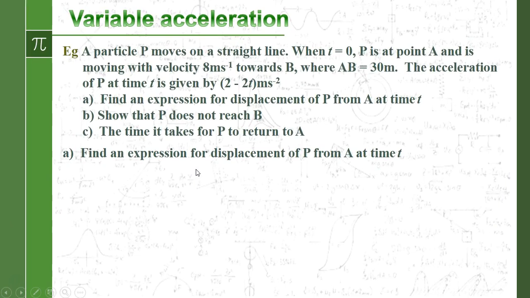On we go, second example. So we've got a particle moving in a straight line. We're given some information. When t equals 0, it appears at point A, and it's moving with velocity 8 meters per second, and we've got an expression for acceleration this time, 2 minus 2t meters per second squared. So here we go, find an expression for displacement.